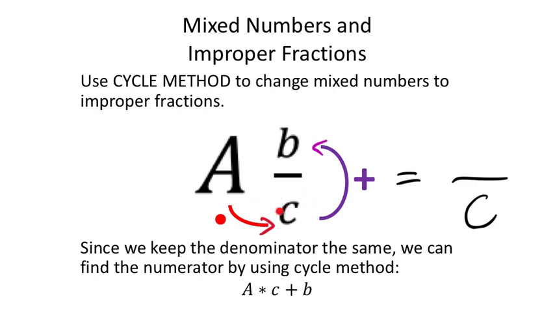Now it's showing as a letter. Usually that'd be a number. Like if this was 5 right here, I could automatically just make this a 5 right here. Yeah, it stays a 5. Correct. None of this cycle method is ever going to change your denominator.